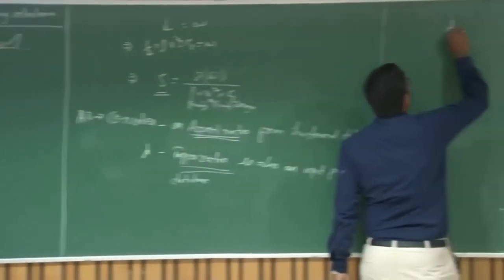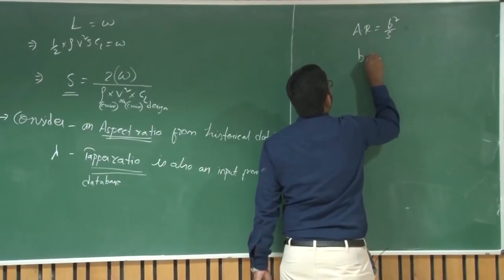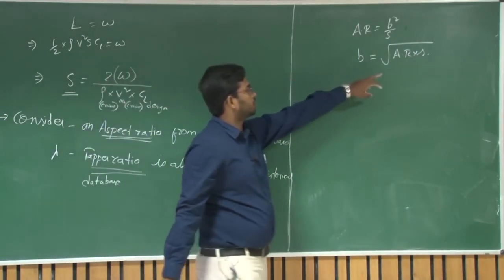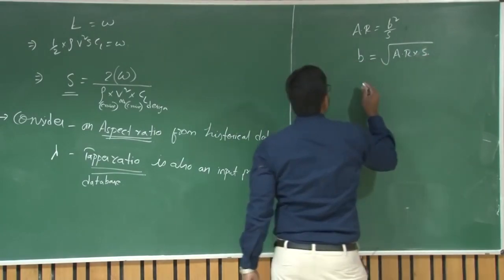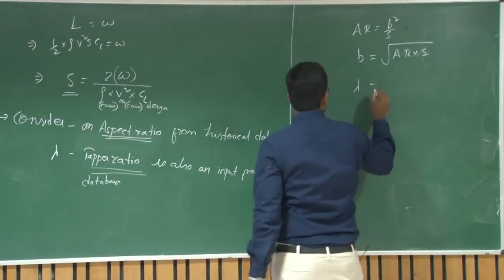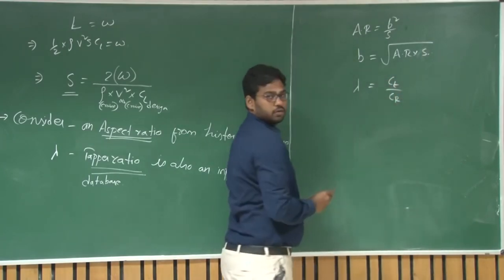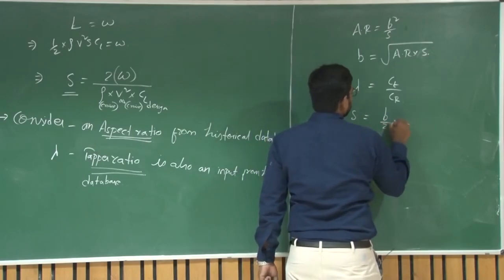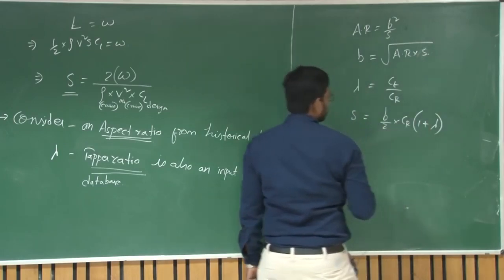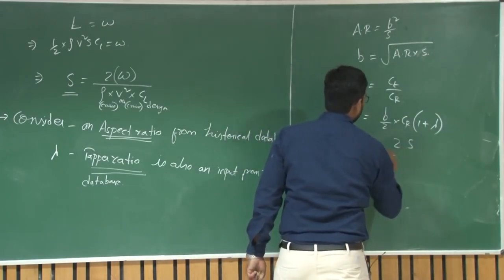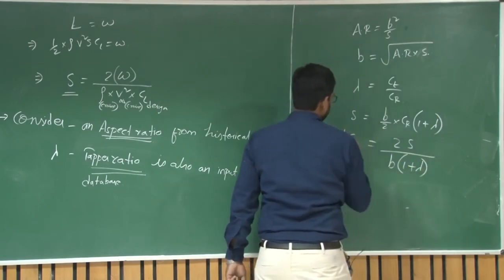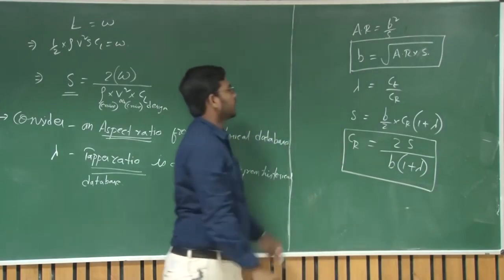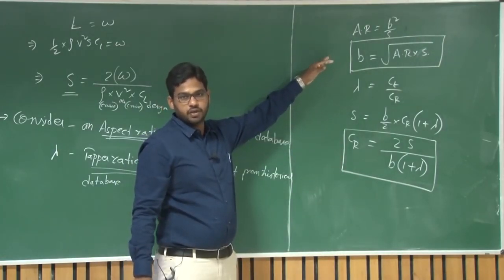So what is aspect ratio? B square by S. So the corresponding span of the wing will be aspect ratio times the planform or reference area, and we have lambda equals CT by CR, right? And what is the planform area as a function of lambda and span? B by 2 into CR into 1 plus lambda. So CR equals twice the planform area divided by span into 1 plus lambda. You will be able to have an initial estimate of the span of the wing.